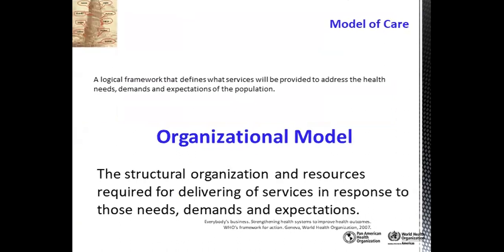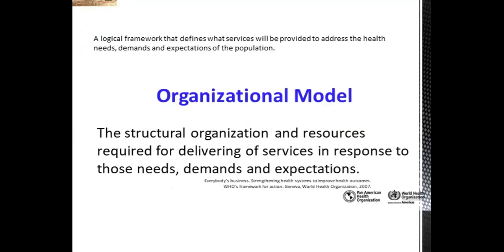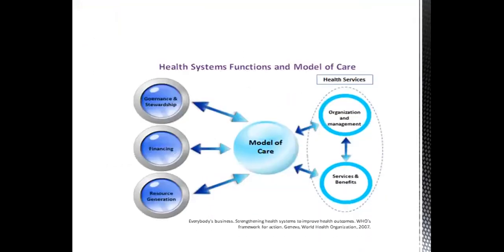Therefore, a model of care is thought out, which is a logical framework that defines what services will be provided to address the health needs, demands, and expectations of people. Therefore, it comes under the organizational model, which is the structural organization and resources required for delivering services in response to those needs, demands, and expectations of people. These health system functions and model of care interlink. The health system functions include governance and stewardship, financing and resource generation, and the model of care, which includes health services, for example, organization and management, services and benefits.